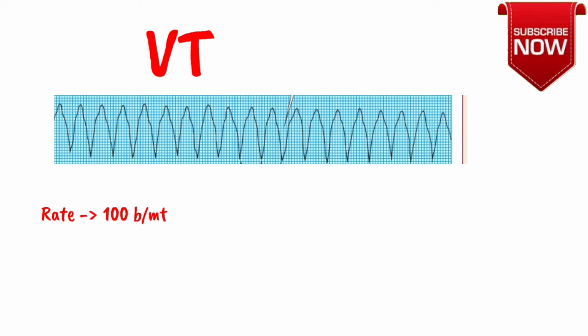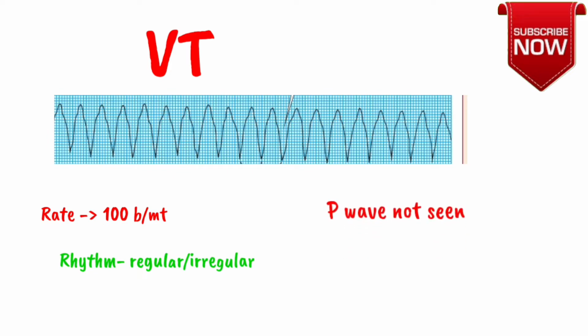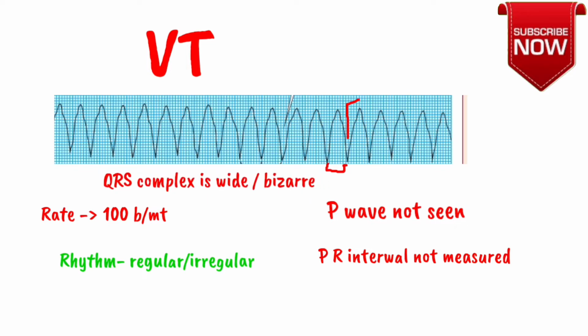In ventricular tachycardia or VT, the rate is more than 100 beats per minute. Rhythm is regular or irregular. The P wave is buried with the QRS complex. PR interval is not measurable because the P wave is buried with the QRS complex. The QRS complex is wide or bizarre.